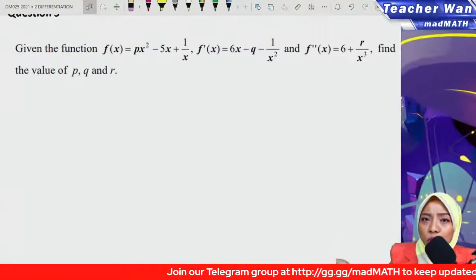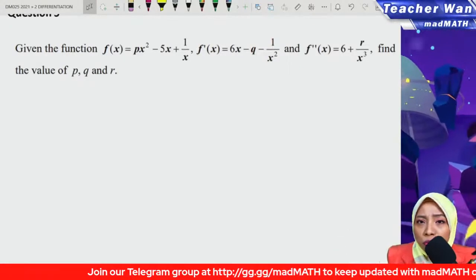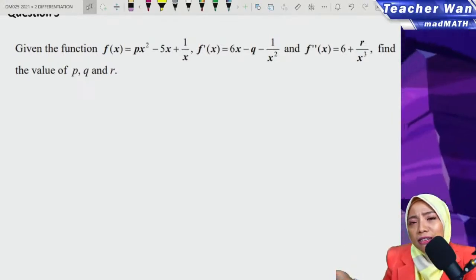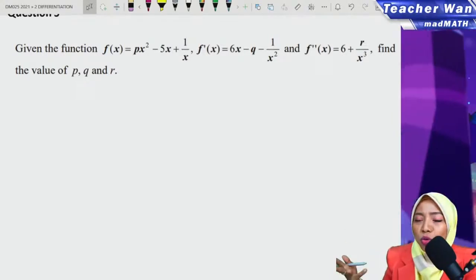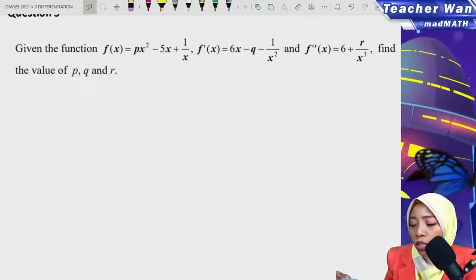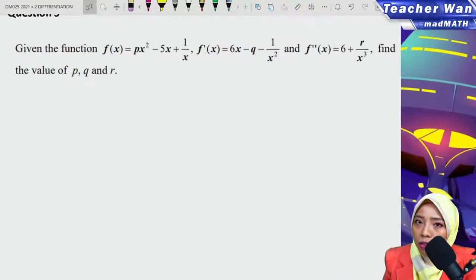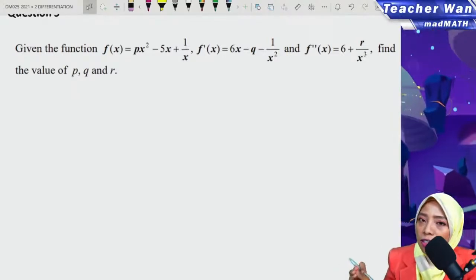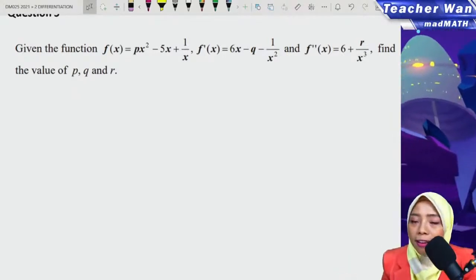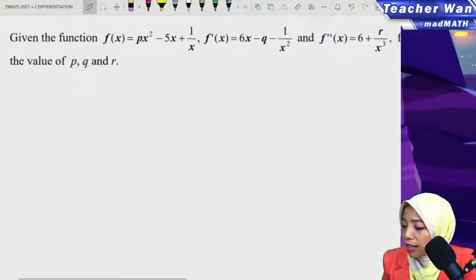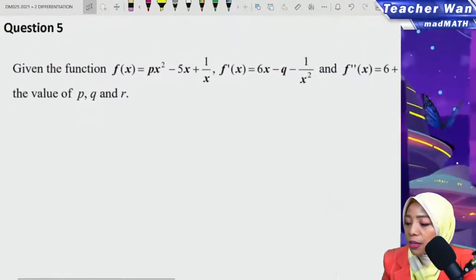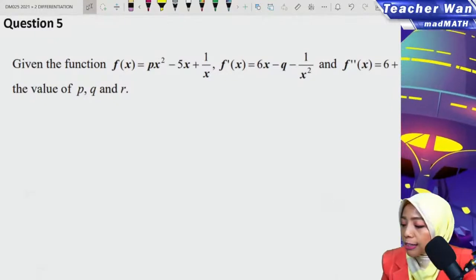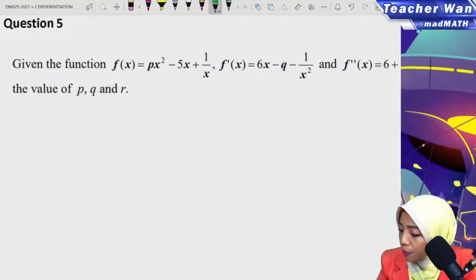Maybe in future you will get a rational function, where the quotient rule is needed to solve that particular question. So you have to just give it a try. Get the first derivative correctly and then compare the same thing. But tonight I am discussing a simpler example which consists of polynomials only. Okay, so now let's do this.